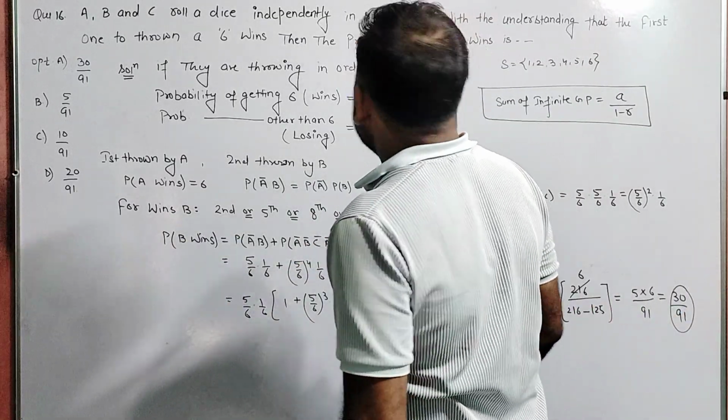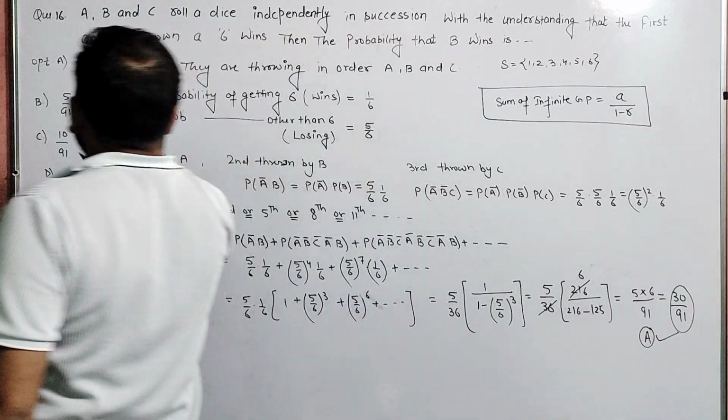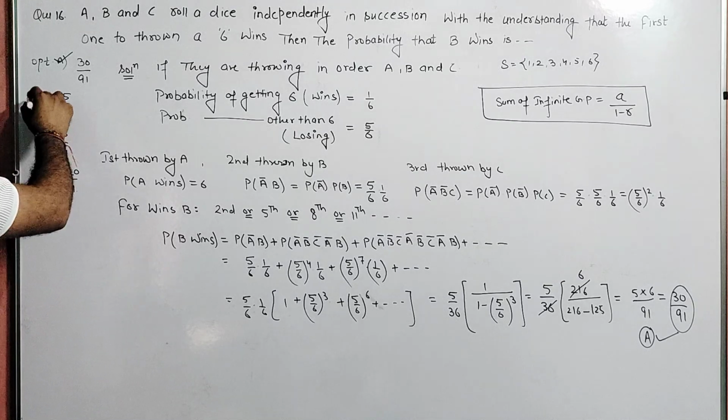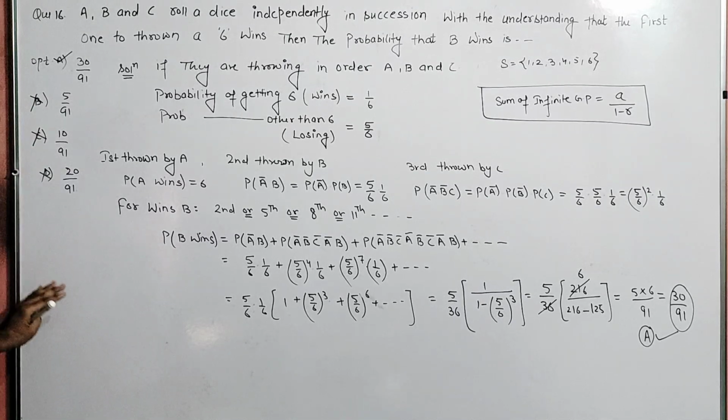So student, we can say that option A is the correct option. This is our A option, which is correct, 30 by 91, and the remaining options are incorrect. Let's check. Firstly, yes, the first option is correct and the other options are incorrect.